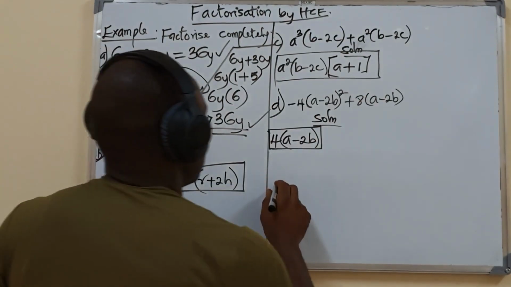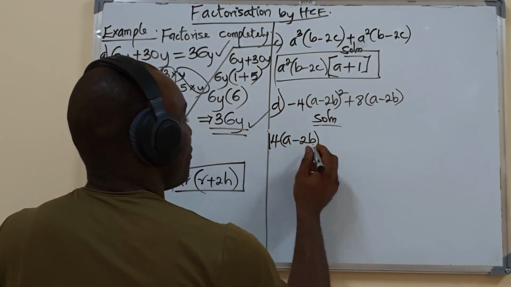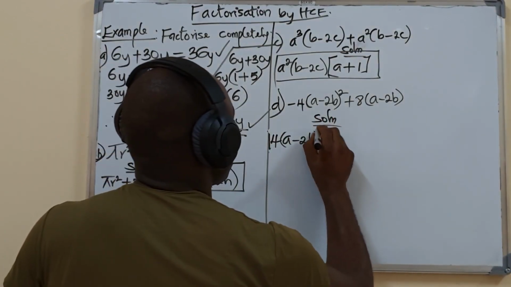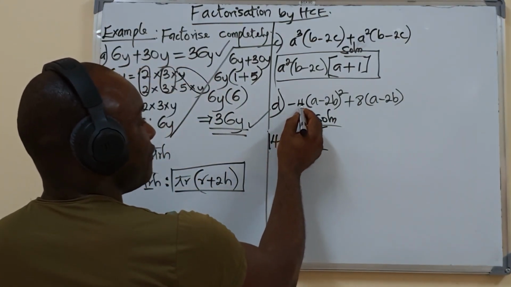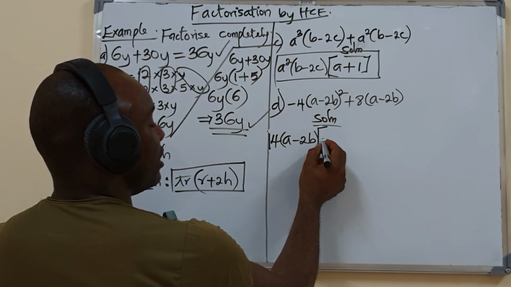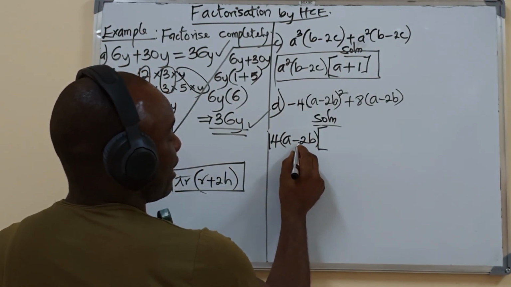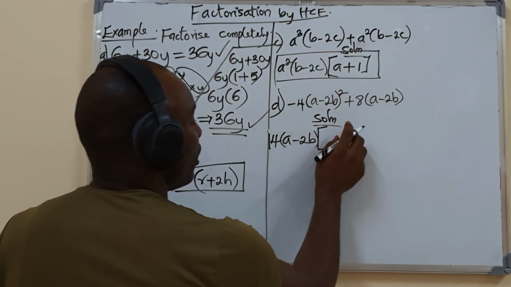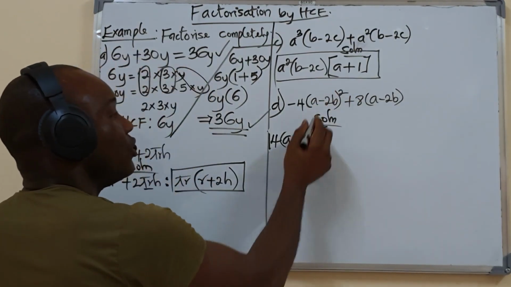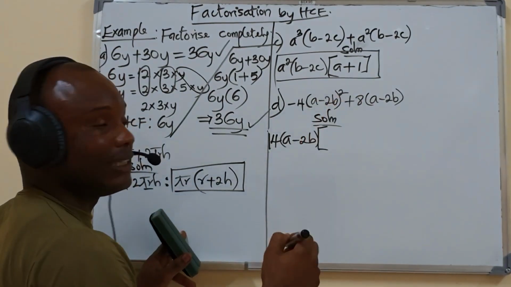So to do that, we'll go ahead straight away by working it out. So 4 open bracket a minus 2b will be multiplying the variables remaining. First, we have negative 4 here. So what do we need? It's going to be negative 1. Here we have a minus 2b. But here we have a minus 2b squared. So by what will a minus 2b be multiplied to give us a minus 2b squared? It's by itself.